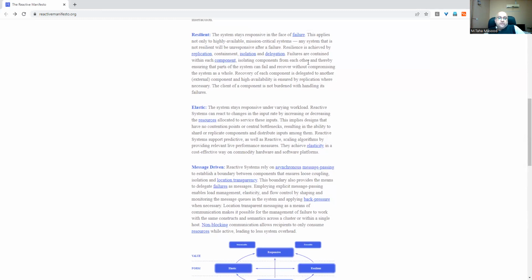Isolating components from each other and thereby ensuring that parts of the system can fail and recover without compromising the system as a whole. We just saw this as an example where the DBMS has its own mechanism to recover from failure. Web server has its own mechanism, so on and so forth. Recovery of each component is delegated to another external component, and high availability is ensured by replication where necessary. The client of a component is not burdened with handling its failures. This is the important part.